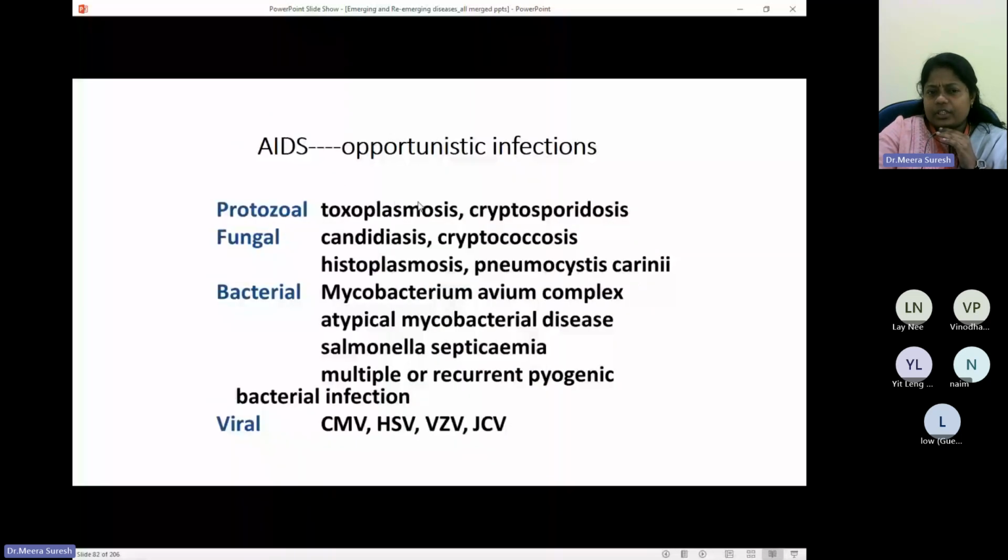There are a lot of opportunistic infections. The protozoal ones: toxoplasmosis, cryptosporidiosis. Fungal, the most important being candidiasis, histoplasmosis, Pneumocystis carinii. Bacterial, Mycobacterium avium complex, which actually results in TB. Then in the viral, we have CMV or cytomegalovirus, herpes simplex, varicella zoster, JCV. The Japanese encephalitis, I'm not sure, JCV, which virus is that.